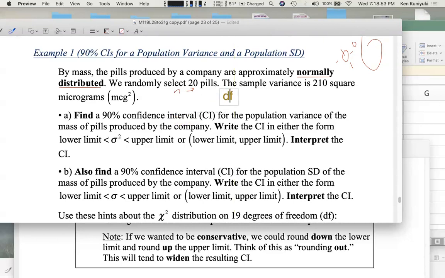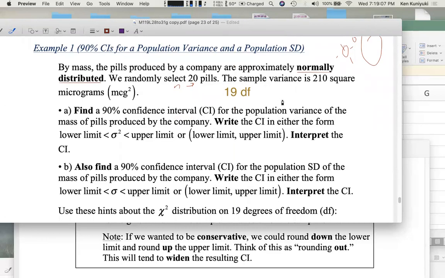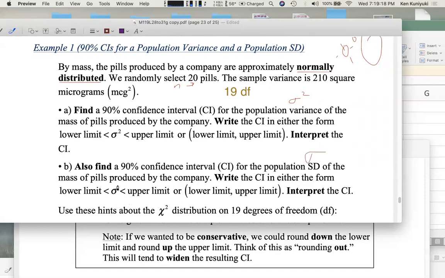N minus 1, 19 degrees of freedom. And let's say that based on our Excel spreadsheet, the sample variance is 210 square micrograms. Find a 90% confidence interval, CI, for the population variance, sigma squared, for the mass of the pills. And then later on in part B, we'll do a confidence interval for the standard deviation. Sigma squared over here in A, sigma over here in B.